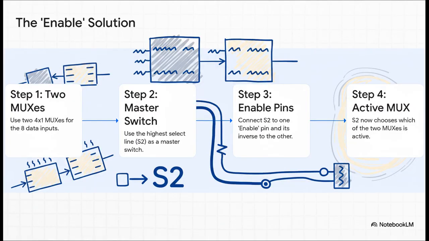The solution lies in a special pin that most muxes have, called the enable pin. And it does exactly what it sounds like. It turns the whole mux on or off. So here's the trick. You take your two 4x1 muxes, you use the most important select line, let's call it S2, not to select data, but to act as a master switch. You connect it to the enable pin on one mux and an inverted version of it to the other. So now when S2 is 0, the first mux is on and the second is off. When S2 is 1, the opposite happens. It's a brilliant little workaround that gives you the full 8-input functionality you needed.